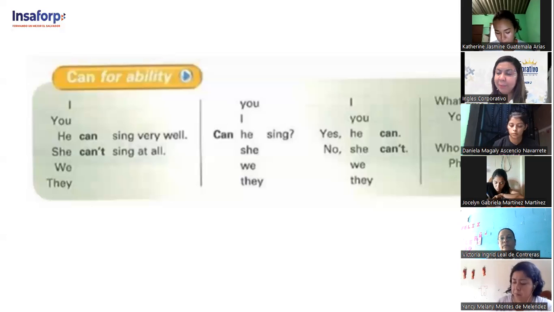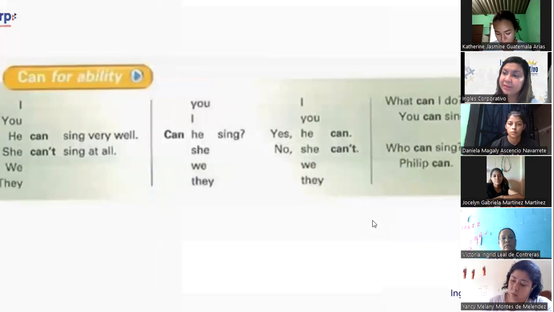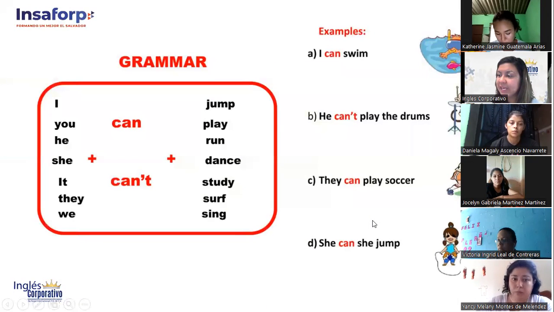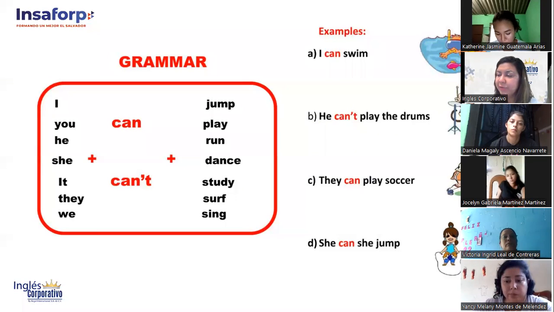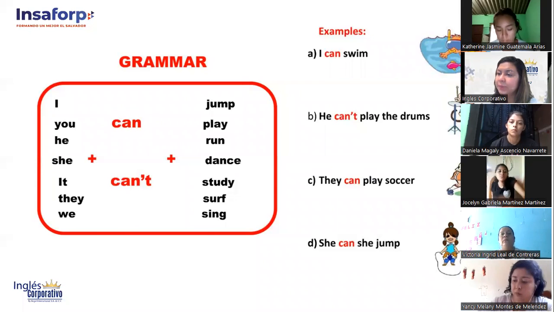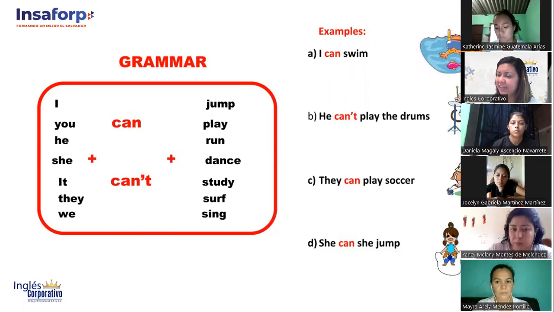And we have more examples in the next part. Can I continue to the next slide? In the next slide, we have more examples. It's the same, but with more different verbs. I can jump, you can play, he can run, she can dance, it can't study, they can't surf, we can't sing.